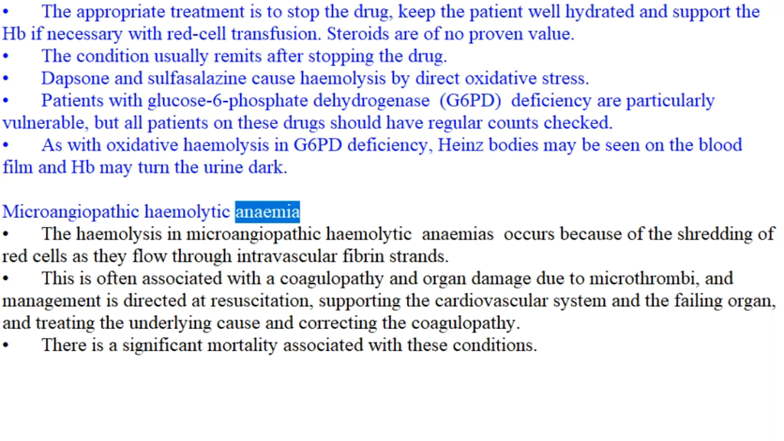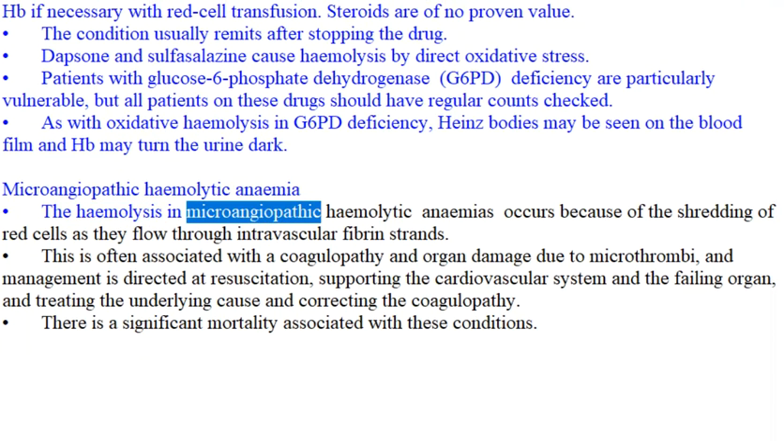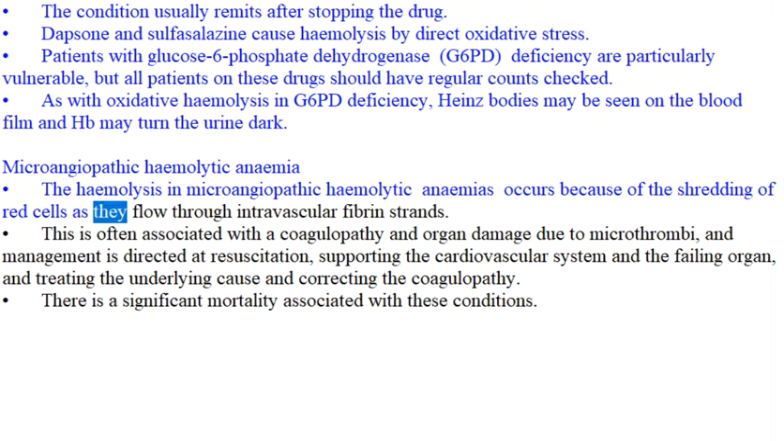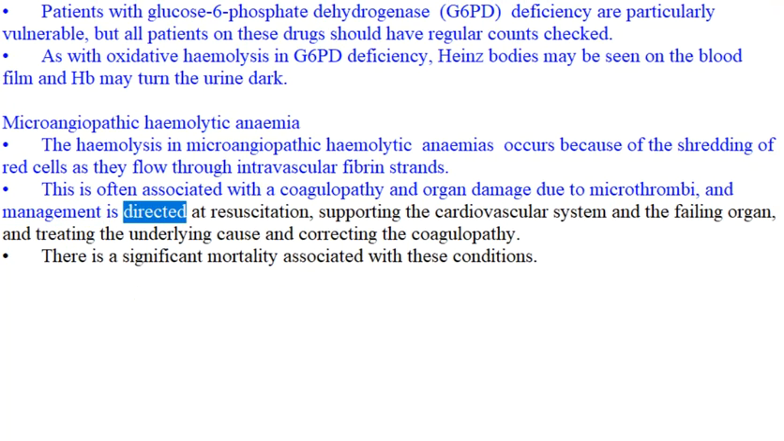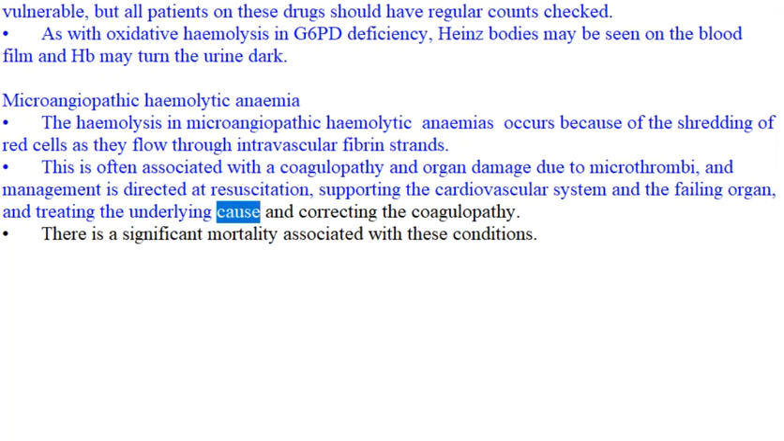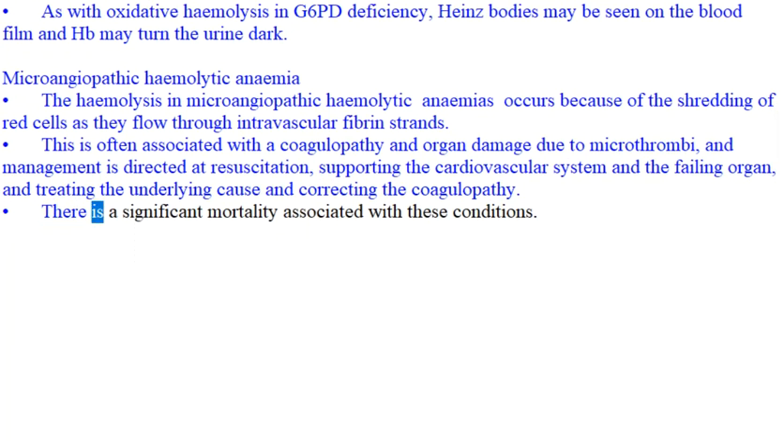Microangiopathic hemolytic anemia. The hemolysis in microangiopathic hemolytic anemias occurs because of the shredding of red cells as they flow through intravascular fibrin strands. This is often associated with a coagulopathy and organ damage due to microthrombi, and management is directed at resuscitation, supporting the cardiovascular system and the failing organ, and treating the underlying cause and correcting the coagulopathy. There is a significant mortality associated with these conditions.